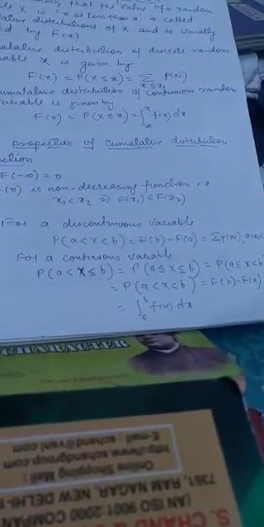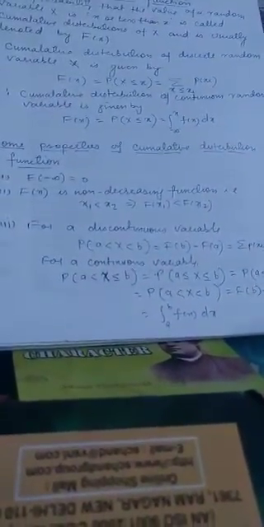For a discrete variable lying between a and b, P of a less than X less than or equal to b equals F of b minus F of a, which equals the summation of p of xi from a to b.